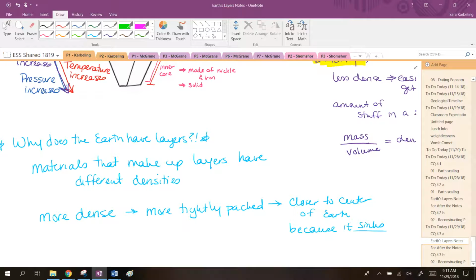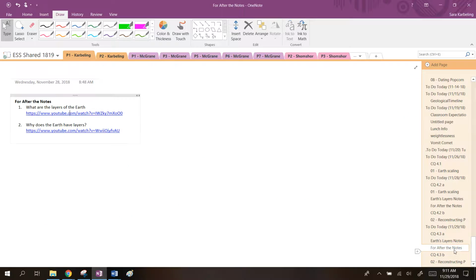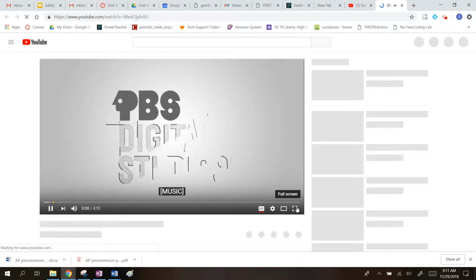That's it. Why does the Earth have layers? The different materials have different density. Boom, you're done. We'll do some density column stuff and some density calculations later. That's just the first kind of peek into it. I'm going to share one other video with you. It's called Why Does the Earth Have Layers? So maybe it'll have some more information for us as well. Let's take a look here.